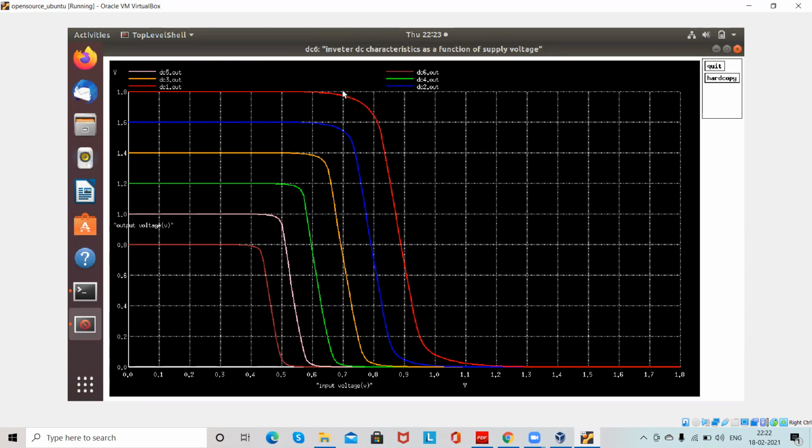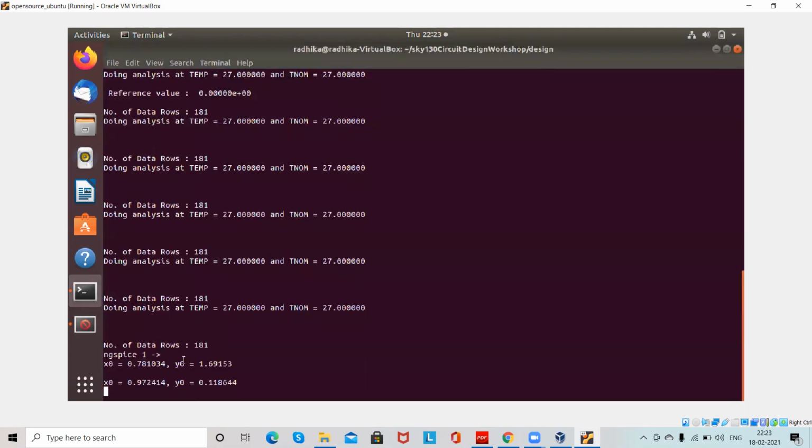Now to calculate gain for this curve, gain is nothing but the change in output voltage to the change in input voltage. Now to calculate gain, first we have to take a point where it is almost changing, here and also here. Now if you can see, to calculate the gain, first we have to subtract the y values, that is 1.691 minus 1.118.